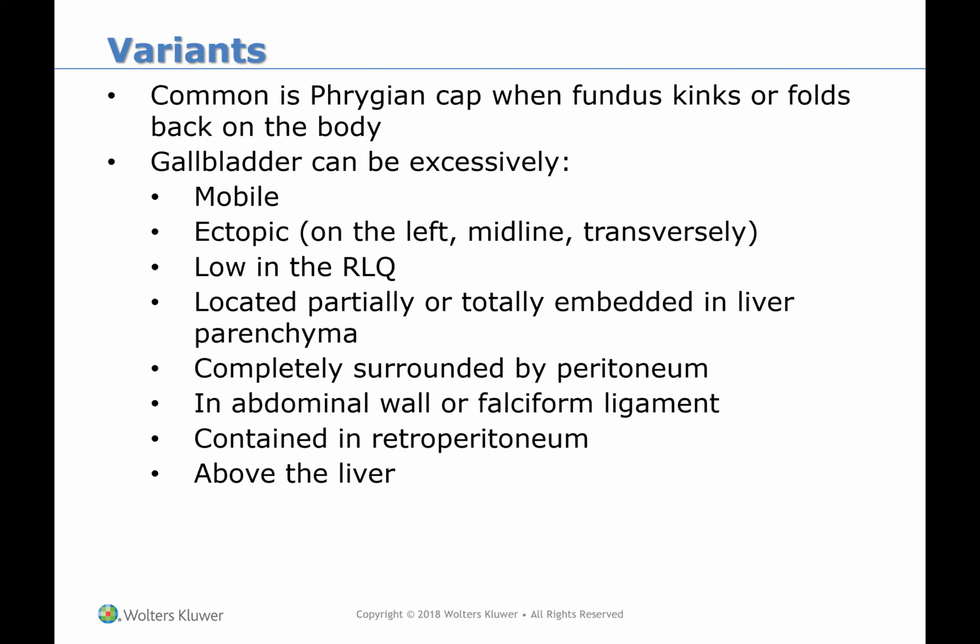The gallbladder can be mobile, ectopic, kind of left midline transverse, low in the right lower quadrant, completely surrounded by peritoneum in the abdominal wall. So most of the time it is where it needs to be, but if you don't see it there and they haven't had it removed, you might want to start looking more lower in the right lower quadrant.